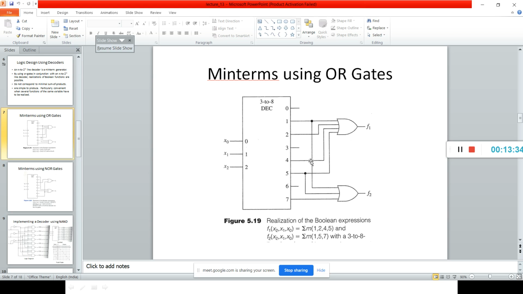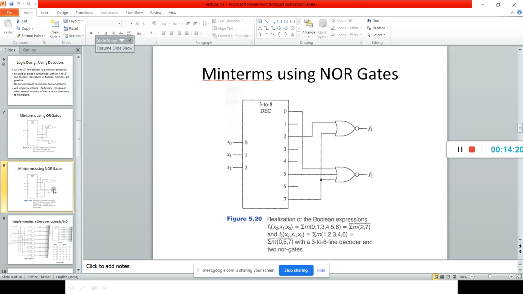Now we are realizing the functions using these decoders along with the help of these OR gates. For summation m 1, 2, 4, 5, we pull the wires 1, 2, 4, 5 and give them as input to this OR gate, which realizes function f1, because these generate min-terms. What do these generate? Min-terms. The summation m means you should have an OR gate. Similarly 1, 5 and 7 generate min-terms, and summation m means you should use an OR gate, which realizes function f2.